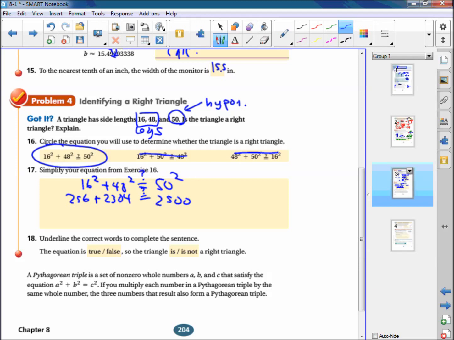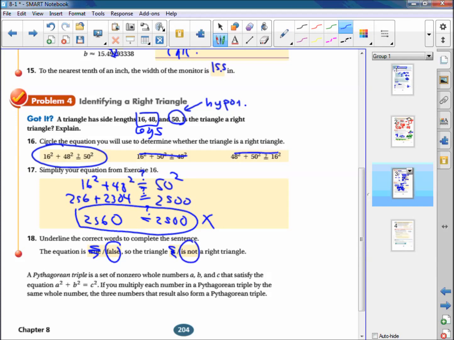All right, if we add up the left side here, will we get 2500 again? And we don't. We get 2560. So, given this math, what are we going to say? Is this a right triangle or not? So the equation is false. These are not equal, so this is bad. And that means that this is not a right triangle.